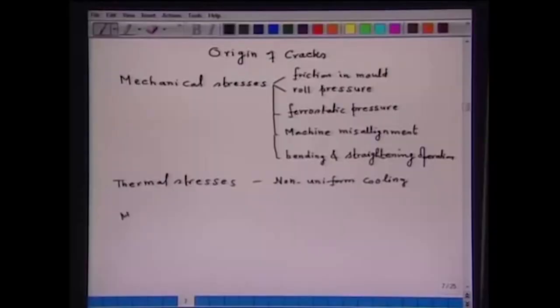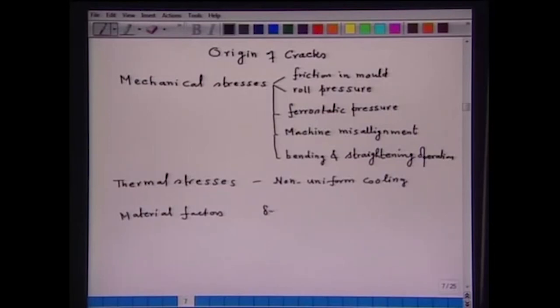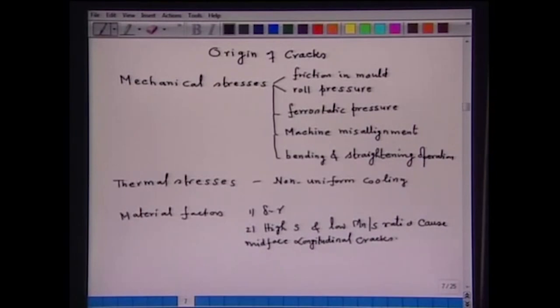Third could be material factors. What do material factors mean? If the material itself shows some transformation from liquid to solid and an expansion is associated, then it may result in cracking. For example, in the iron-carbon system, the delta to gamma transformation is one such thing. Second, high sulfur and low manganese to sulfur ratio cause mid-face longitudinal cracks. So one has to adjust these particular things.